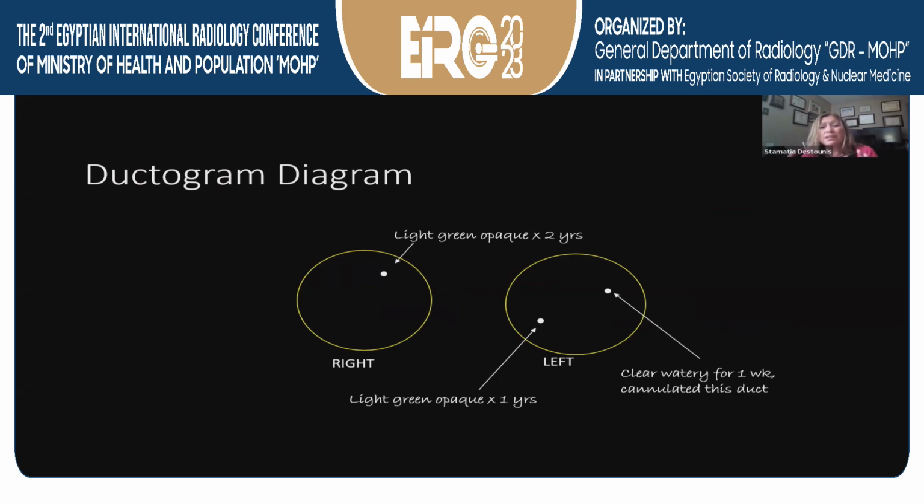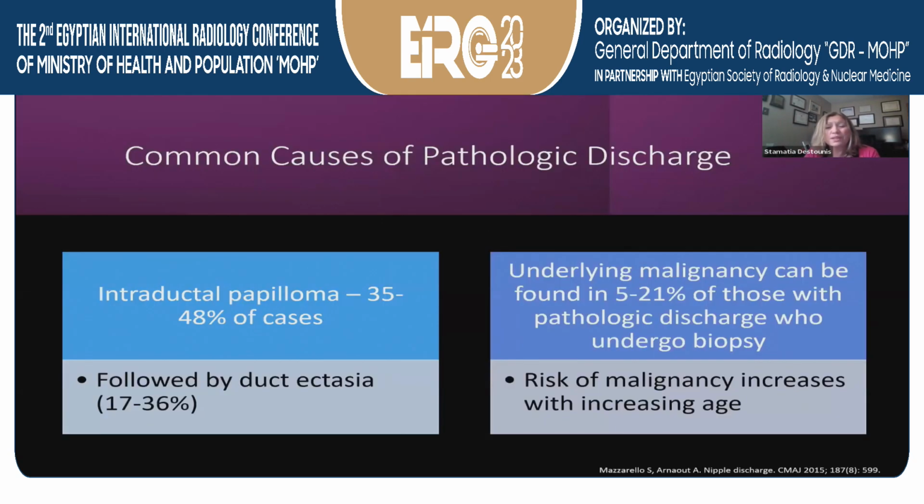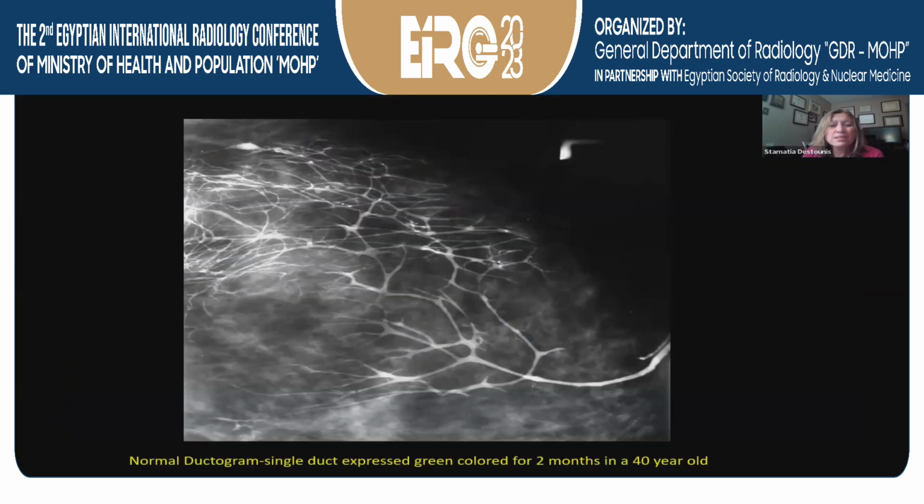We document electronically when we examine the patient and express for discharge, if it's multiple ducts, what color they are, and that's part of the patient's medical record. Most of the cases of pathologic discharge will be an intraductal papilloma, as many as almost half of the cases, as the literature shows us. However, as the patient gets older, the risk of malignancy increases with increasing age, and up to 21% of those with a pathologic discharge that undergo a biopsy may have a cancer.